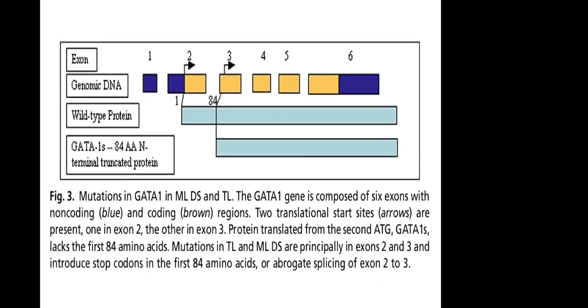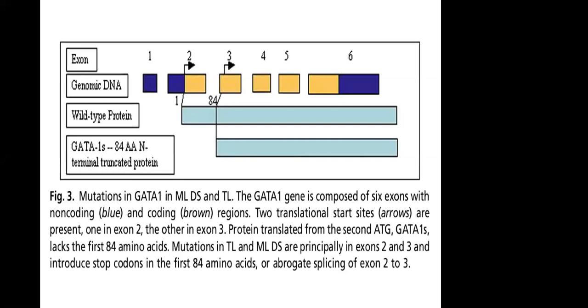So this is the figure. Here we can see the whole sequence of GATA1. You can find the 6 exons there. There is genomic DNA and wild type protein, GATA1S and so on. The N-terminal truncated protein. Mutation in GATA1 in myeloid leukemia of Down syndrome and transient leukemogenesis.